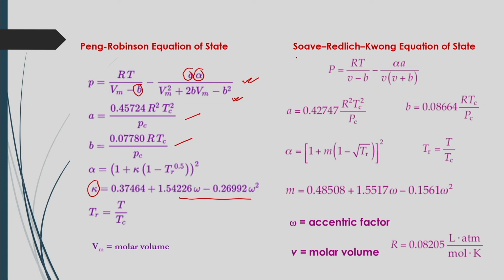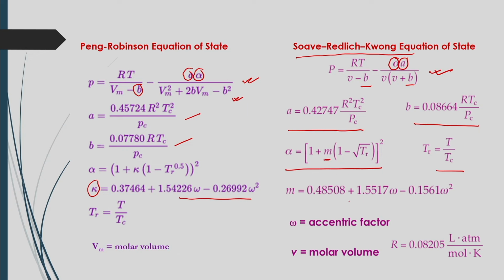Similarly, you can use the SRK equation, called the Soave-Redlich-Kwong equation. Here also the equation is expressed in terms of coefficients b, alpha and a. Here a is defined by this correlation, b is defined by this correlation, and alpha again depends on the eccentric factor and the reduced temperature, which is defined as T over Tc. This alpha is equal to (1 plus m into (1 minus root over Tr)) whole squared.